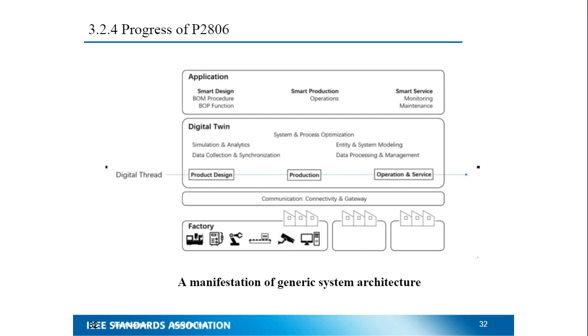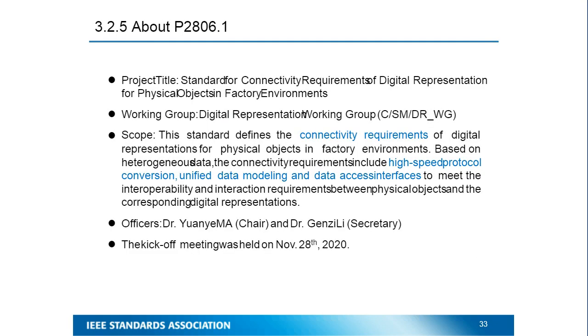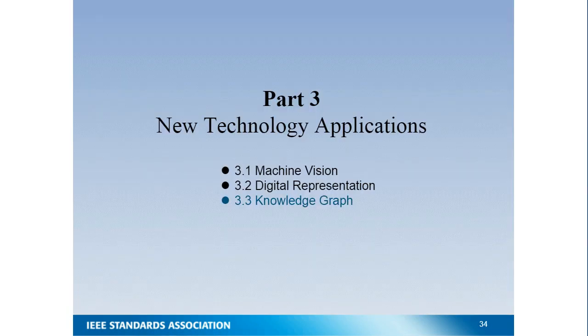In the meantime, we have another project studying the connectivity requirements of digital representation for physical objects in factory environments. It will define the connectivity requirements of digital representation for physical objects in factory environments. Based on heterogeneous data, the connectivity requirements include high-speed protocol conversion, unified data modeling, and data access interfaces to meet the interoperability and interaction requirements between physical objects and the corresponding digital representations. So this is about the digital representation projects.